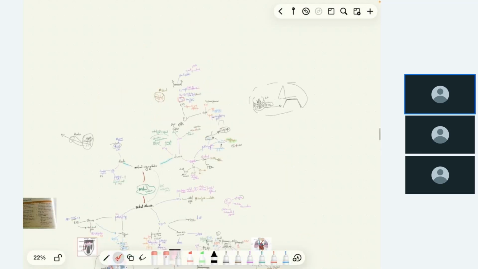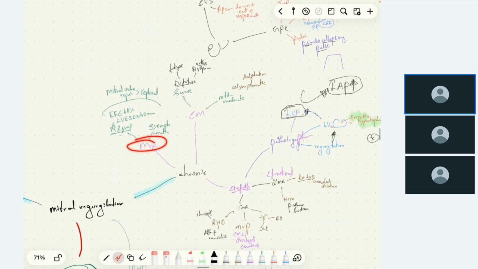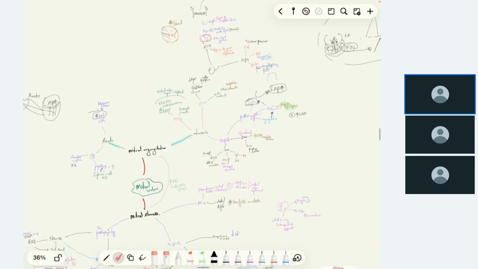The treatment we saw: in symptomatic patients, and asymptomatic patients with ejection fraction less than 60 percent and left ventricular end systolic dimension more than 40 mm, we will do mitral valve repair, or we can do mitral valve replacement. This is the story of mitral regurgitation.